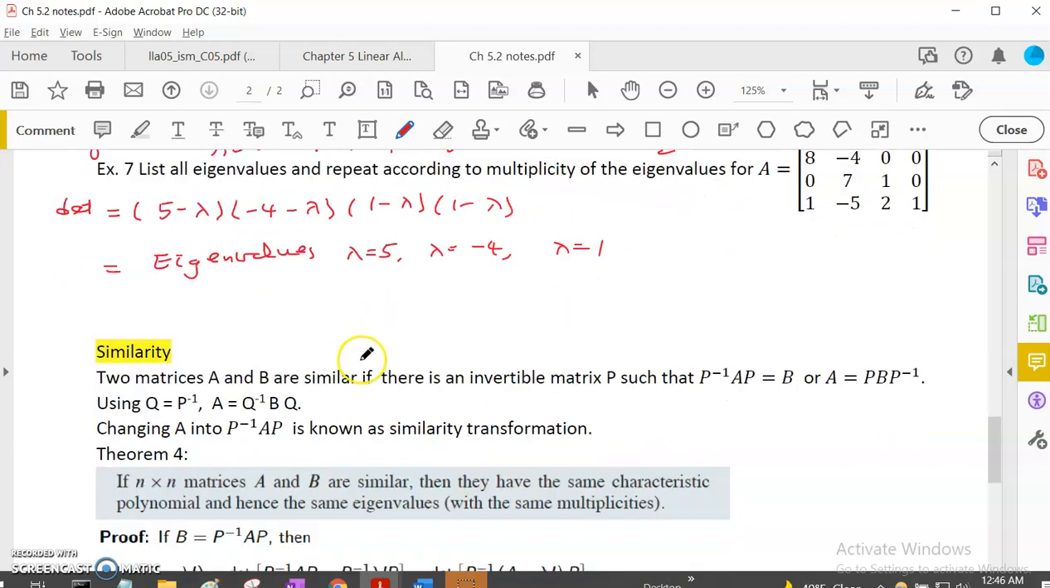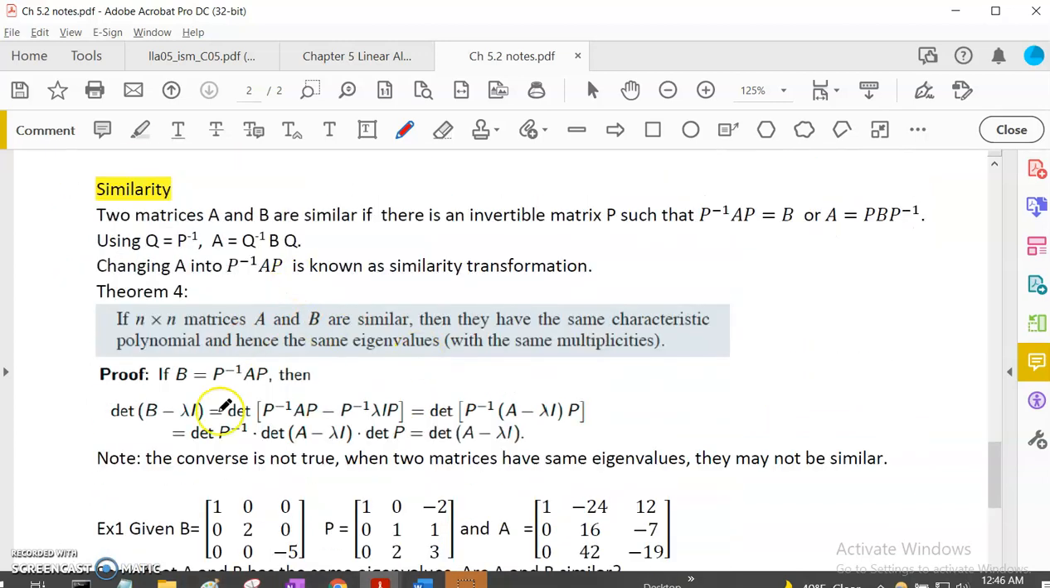Okay, so I'm going to talk about the last topic, which is similarity, in the next video.